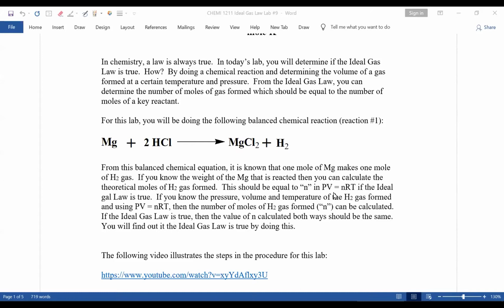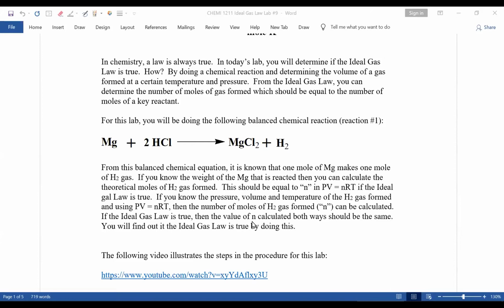I'm not going to give away the secret. You're going to have to figure that out for yourself. If you know the pressure, volume, and temperature of the hydrogen formed, then using PV equals nRT, you know the number of moles actually formed, n, which can be calculated. And if the number you get from the calculation of moles of magnesium, which equals moles of hydrogen, is the same as n from PV equals nRT, then the ideal gas law is true.